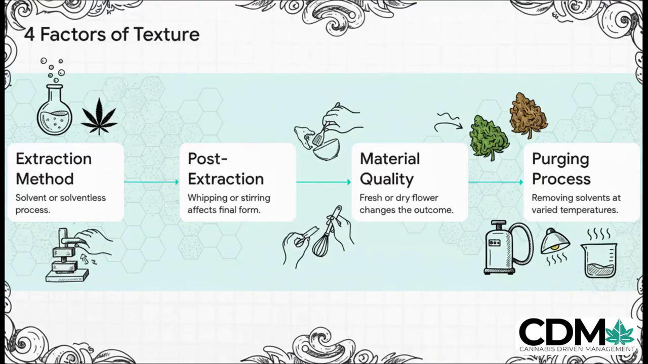It really all comes down to 4 key ingredients in the recipe, you could say. 4 factors that producers can tweak and manipulate to get these specific textures. We're talking about the extraction method they choose, what they do right after extraction, the quality of the plant they start with, and finally, the purging process.